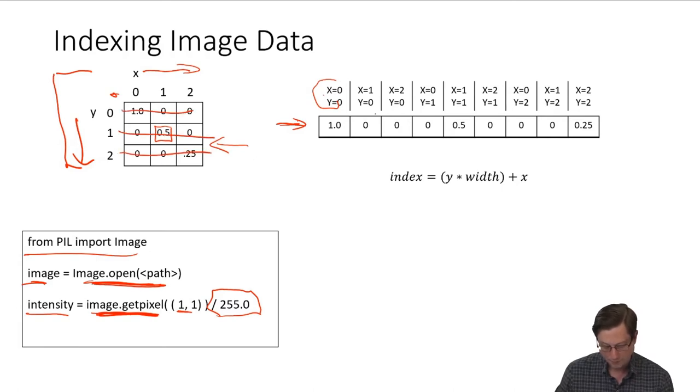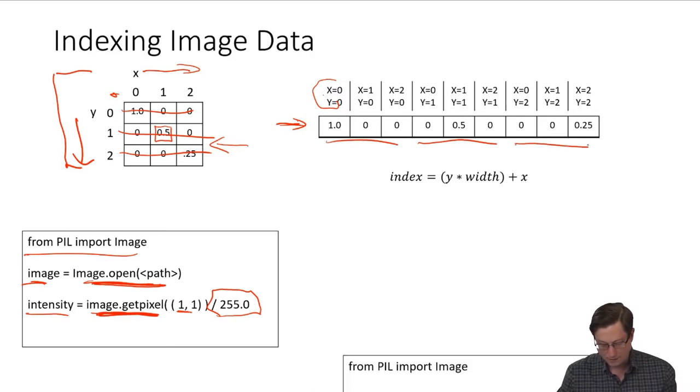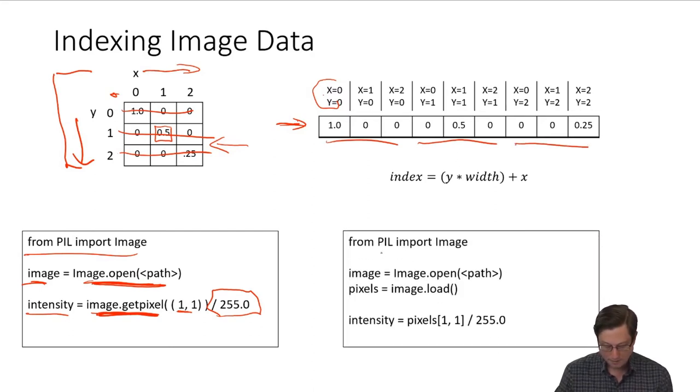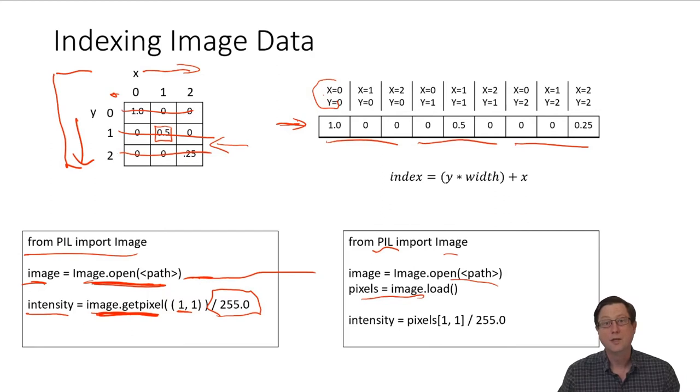So there's the first row, then there's the second row, then there's the third row, right? And this is what that looks like in code. You'd say from the image library import image, you open it the same way you opened it before, but now you just load the image into this pixel structure. And I think this is probably hiding a few things behind the scenes, which will be done for you in the framework code that's provided.